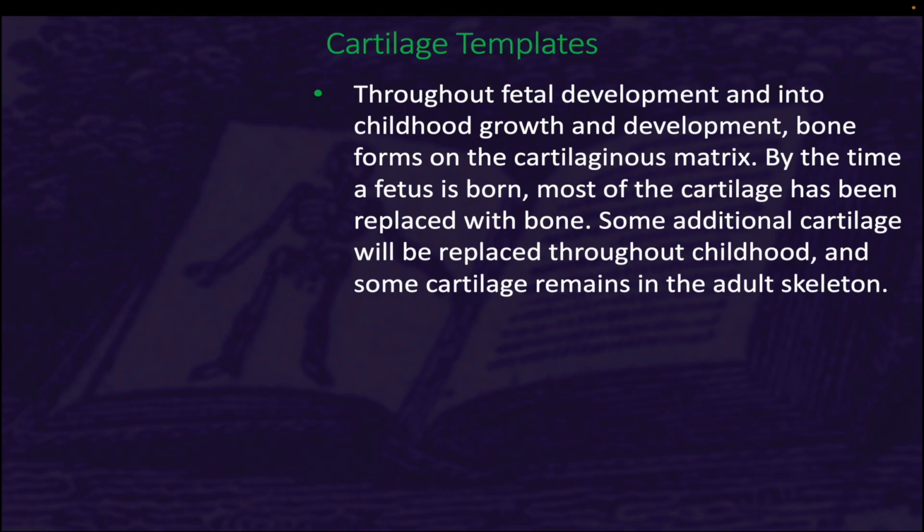Throughout fetal development and into childhood growth and development, bone forms on the cartilaginous matrix. By the time a fetus is born, most of the cartilage has been replaced with bone. Some additional cartilage will be replaced throughout childhood, and some cartilage remains in the adult skeleton.